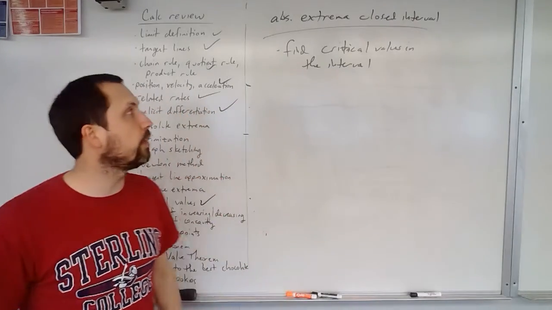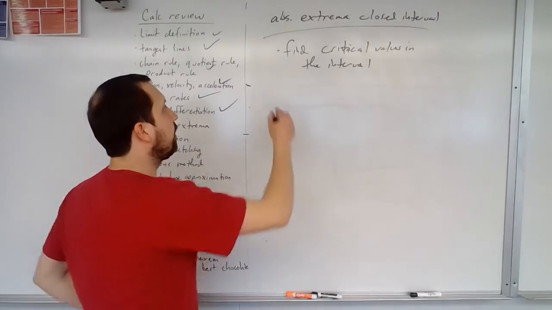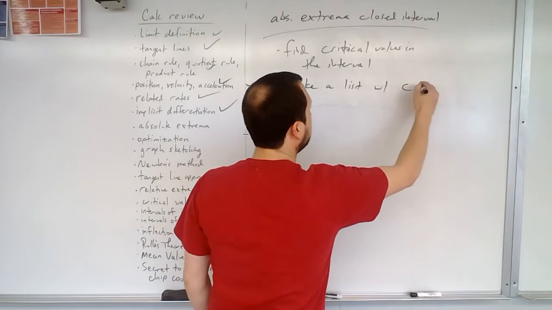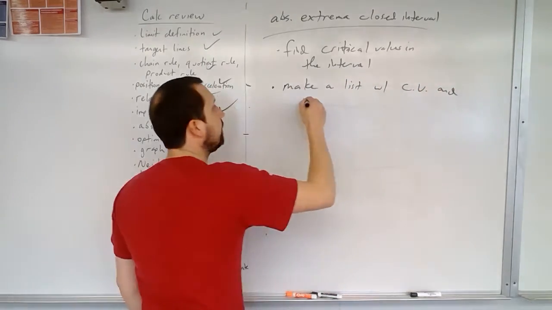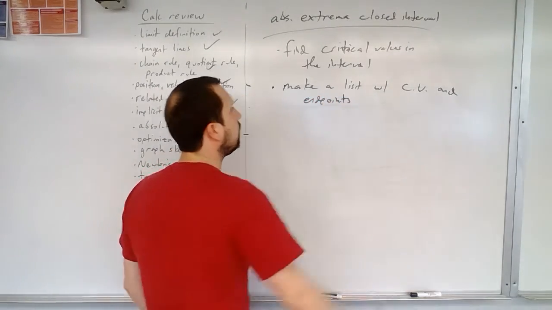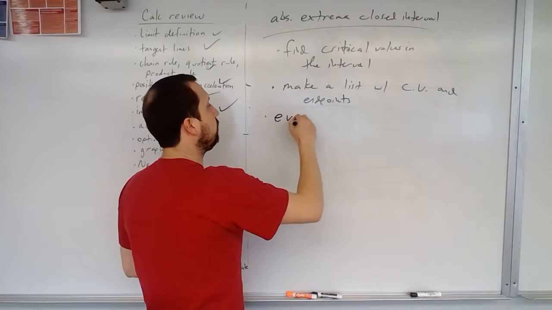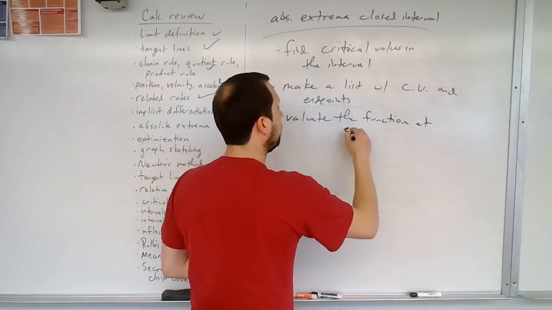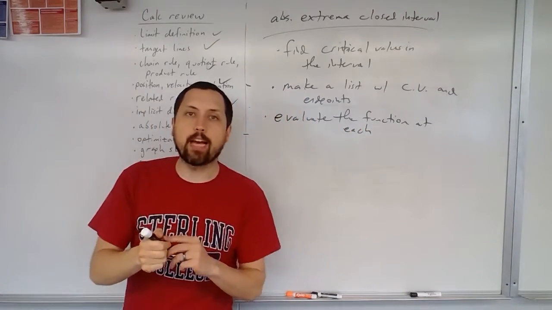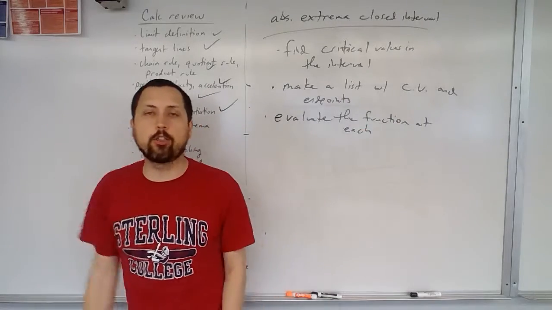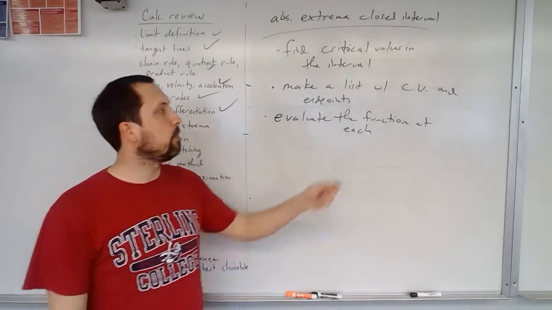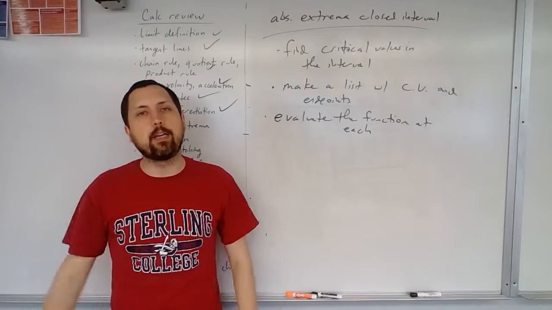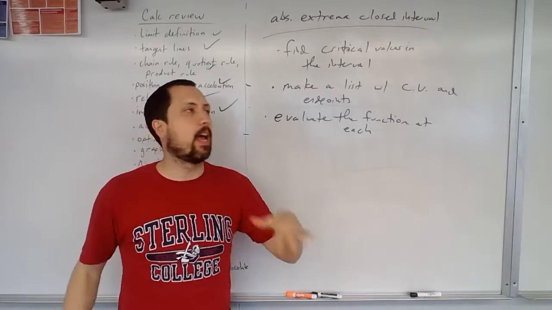So you find those points, figure out what those are, and then what you do is you now make a list with these critical values and endpoints. And then you evaluate the function at each. So if we're going to try to find the absolute maximum, we evaluate the function of all of those, pick the largest one, that's your absolute max, the smallest one will be your absolute minimum. For a continuous function on a closed interval, there will always, always, always be an absolute extrema, an absolute max, and absolute min.